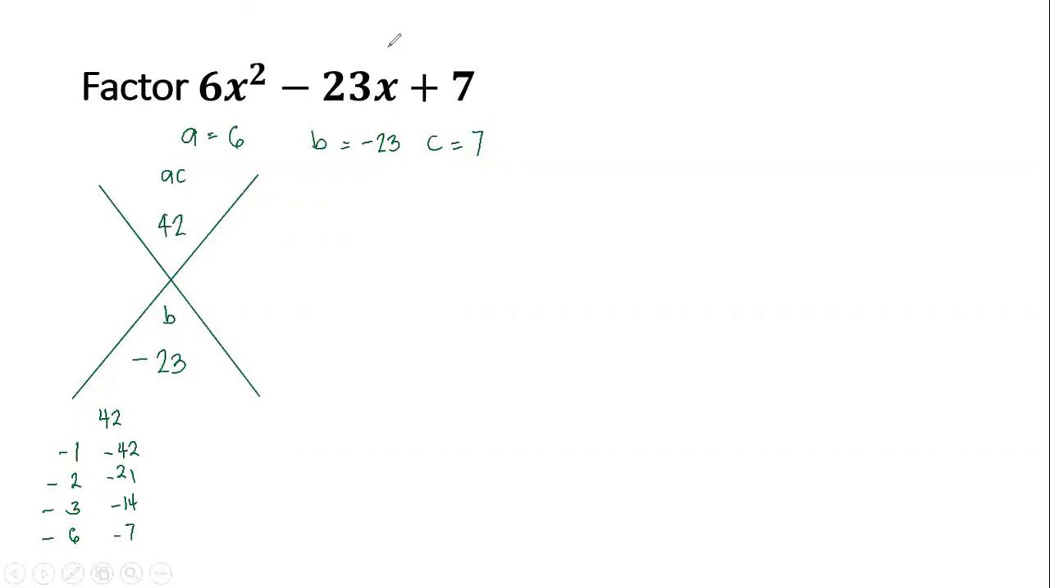And which of the factors, when added together, will give us negative 23? Well, it's very obvious that these factors, when added together, will give us negative 23. So let's write it down here, negative 2 and negative 21. So let's put the x. So negative 2x plus negative 21x will be equal to negative 23x. This time, let's write the equation in 4 terms. So we have 6x squared minus 2x minus 21x plus 7.